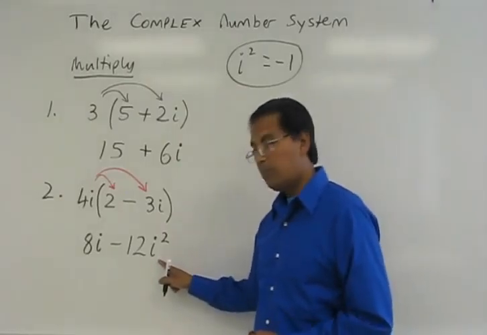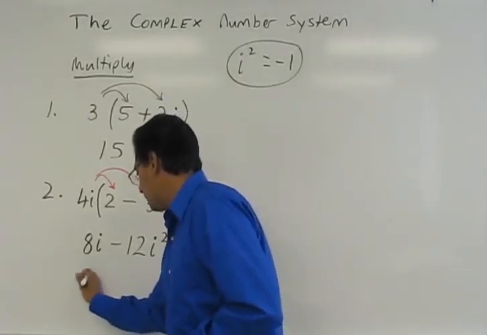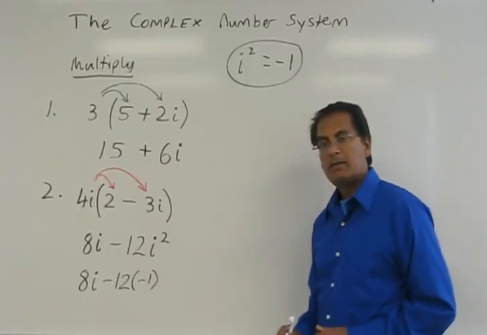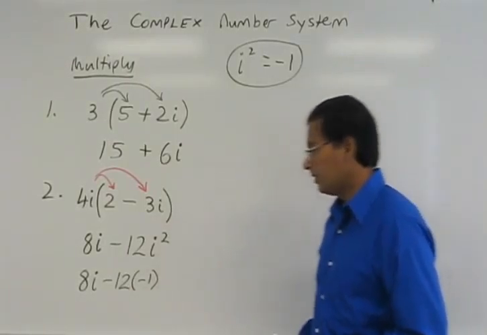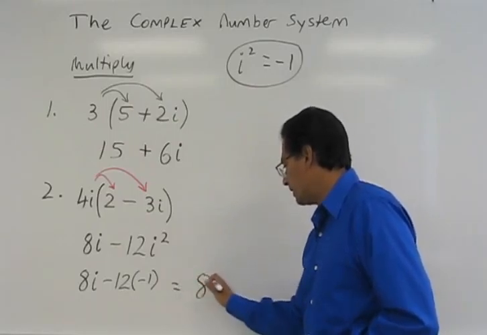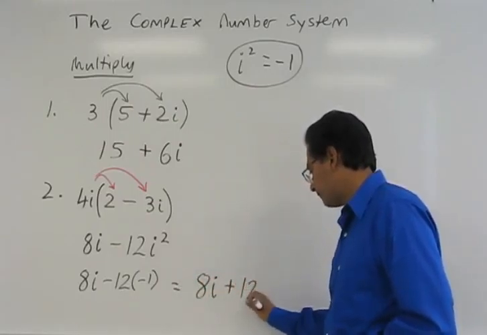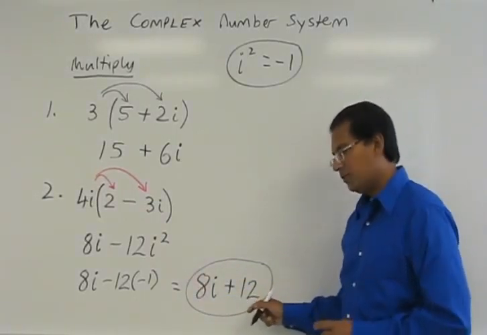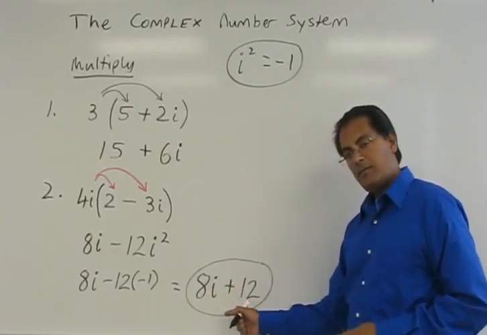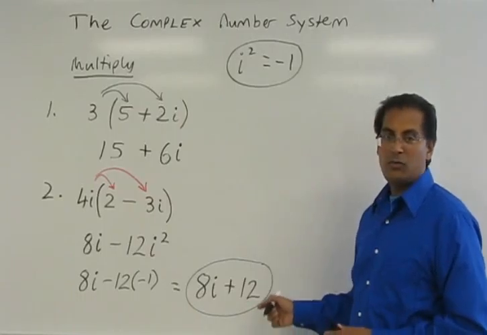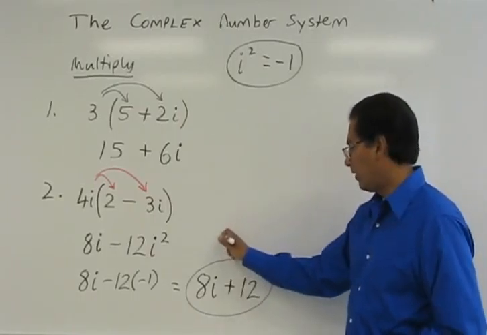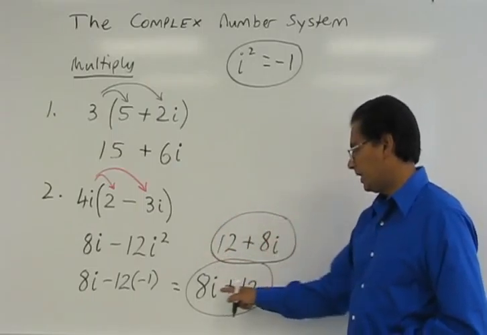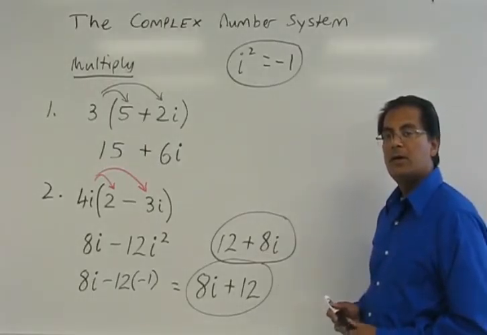So therefore, we can simplify this a little bit further. This is 8i minus 12 times -1. Well, minus 12 times -1 gives you plus 12. So this is 8i plus 12. And again, that's a complex number. Normally we're used to seeing the real part in front, but it's still a complex number. This is 8i plus 12, or if you like, 12 plus 8i. Doesn't matter which way you want to write it. 12 plus 8i is the same thing as 8i plus 12. So that's another complex number.